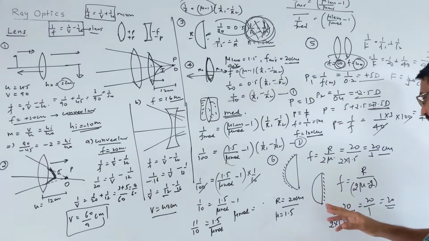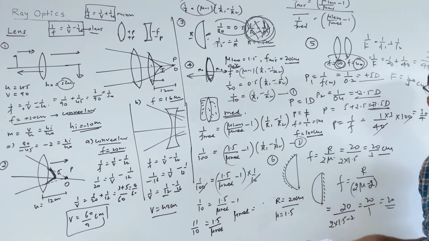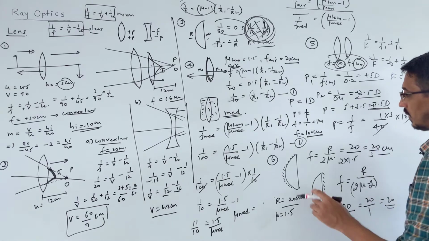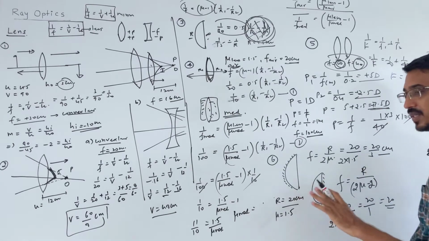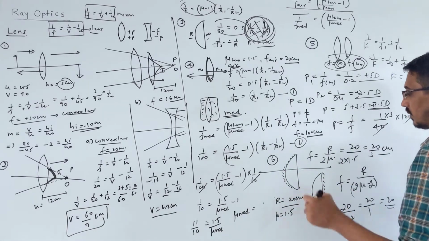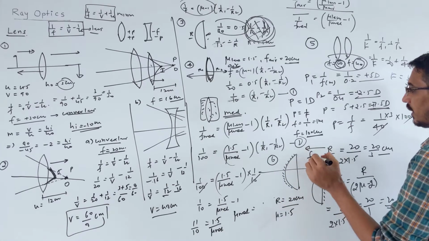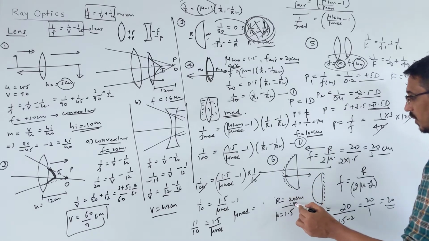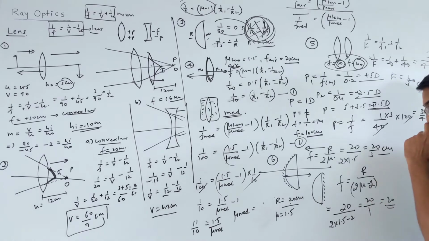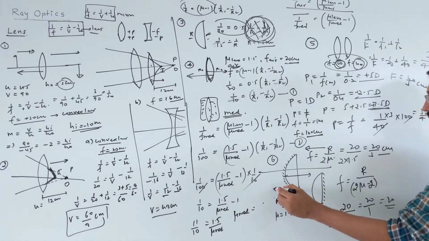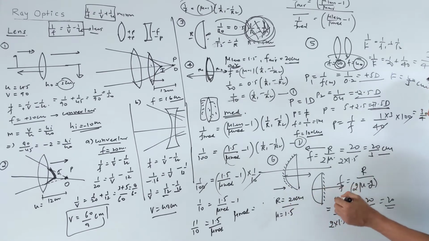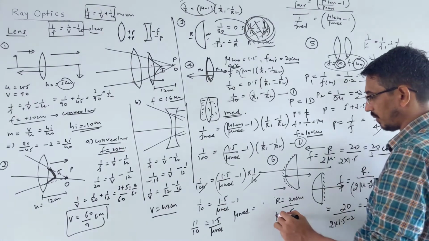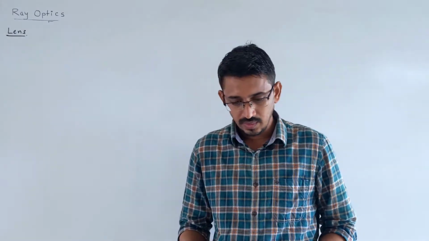Here, look, these values can be positive or negative, depending on how the picture is given. Suppose the picture is given like this, with light coming this way. In that case, this R will be negative, so you have to put the R value negative here. Same thing here also. Suppose light is coming that way, then the radius of curvature is in this direction, and in this case R will be positive. So it depends on that. These are magnitudes only. Keep in mind.